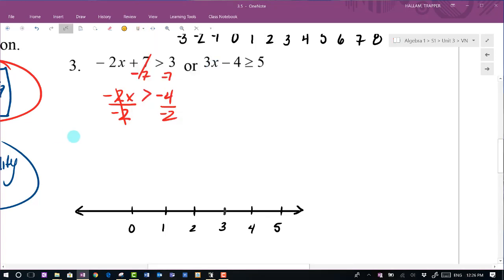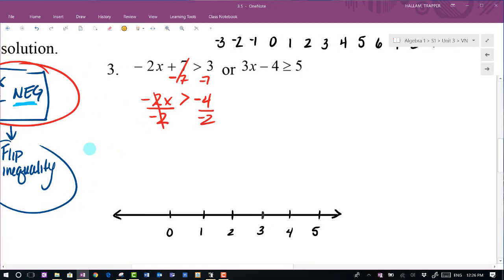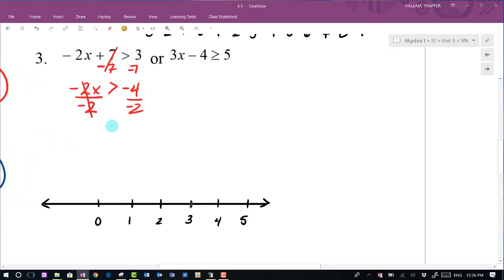I notice that I am multiplying or dividing by a negative. In this case, I'm dividing by a -2. I'm going to go ahead and change that sign, being conscious to make that choice, leaving an x on the left, and -4 divided by -2 is +2.